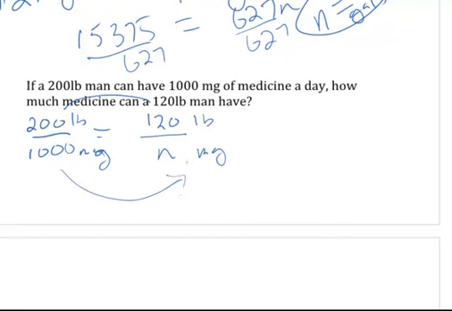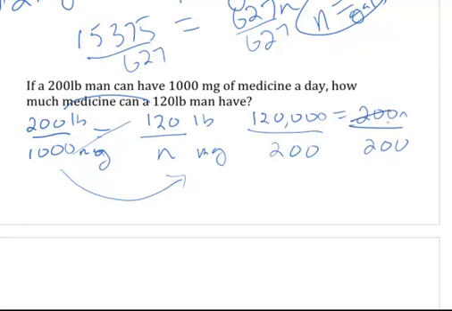All right, so let me go ahead and cross multiply. If I take 1,000 times 120 on my calculator, I should be coming up with 120,000 equals 200 times n. Well, that's 200n. So when I divide both sides by 200, that's going to leave me with n is equal to 120,000 divided by 200, which is 600 milligrams of medicine.